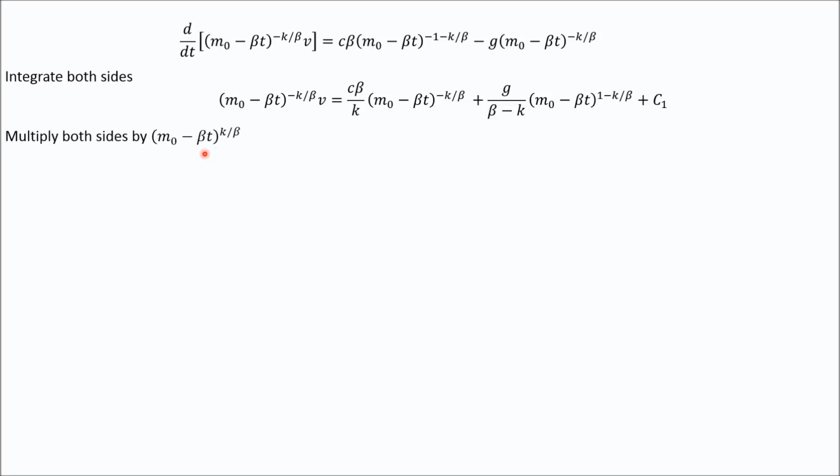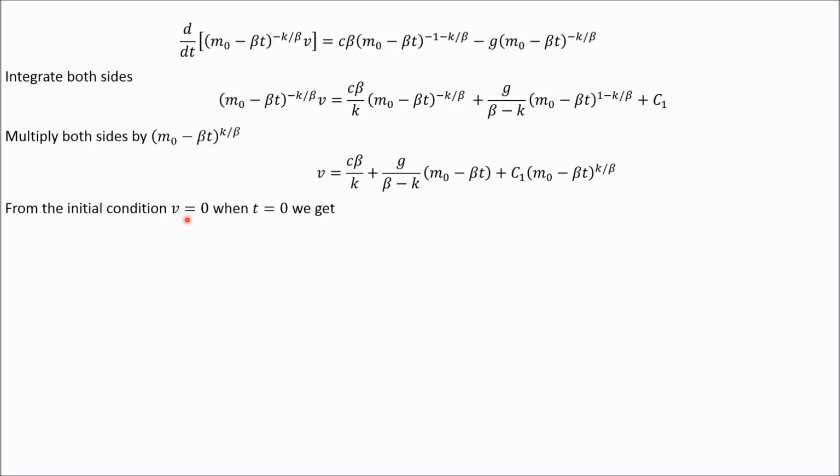Multiply through by this so that we can get v by itself. And we have this expression for v. This now gives us the velocity of our rocket as a function of time, t. Everything else are just constants.